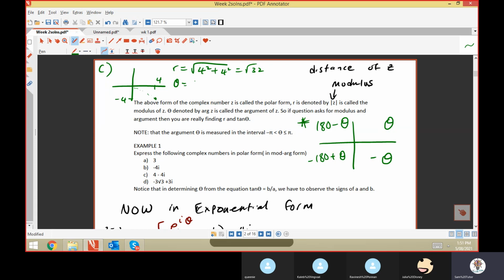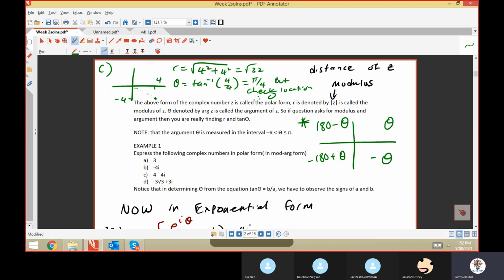And then theta equals inverse tan of B on A. Don't forget, no negatives, so 4 on 4. Inverse tan of 1 should be 45 degrees. But what should the answer be? Check your location. Minus 45. Let me just write that. Check location.